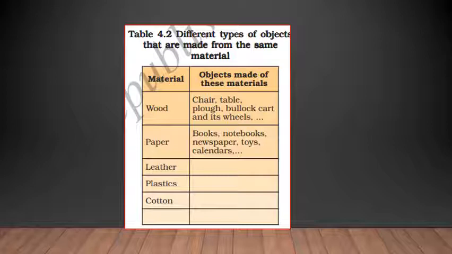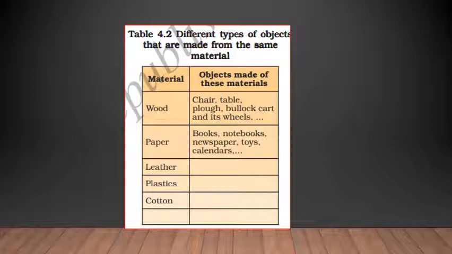The first column has materials, that is wood, paper, leather, plastic, cotton. Then objects made of these materials. From wood you can make chair, table, plow, bullock carts and its wheels. From paper you can make books, notebooks, newspapers, toys, calendars. From leather you can make bags, shoes, etc. From plastics you can make plates, tumblers, etc. This will be your table 4.2.